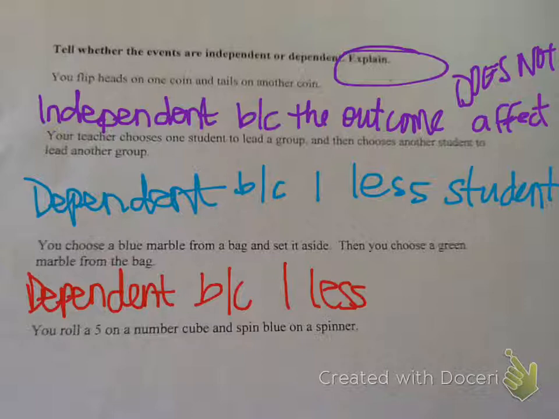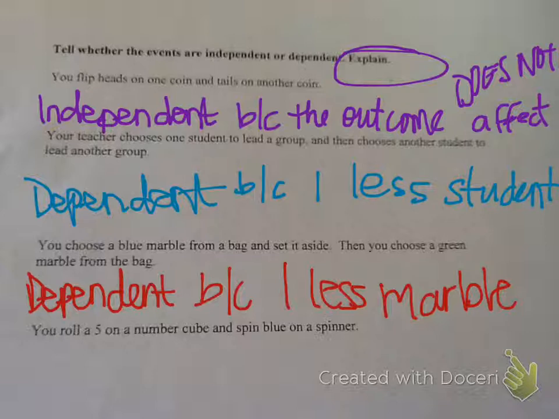So if you choose a marble out and then put it back, that would be independent because all the same marbles are there from the first choice to the second choice. But on this one, you're taking one out and not putting it back, so it's dependent.